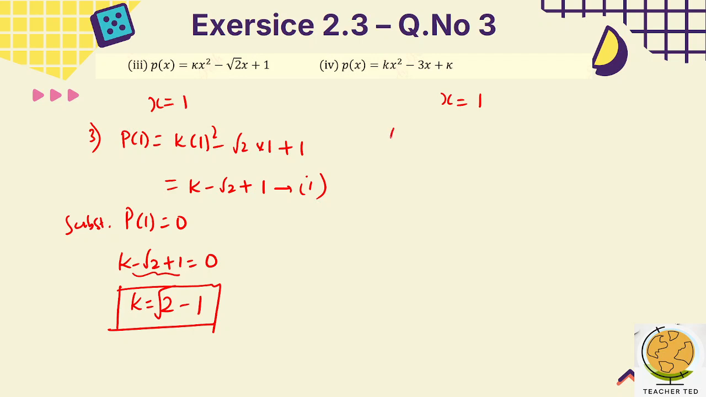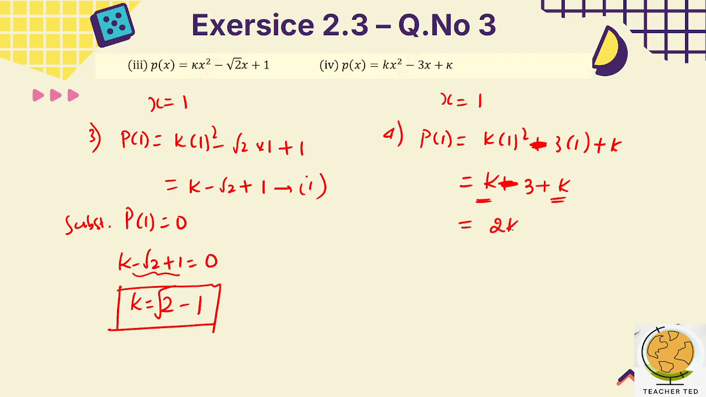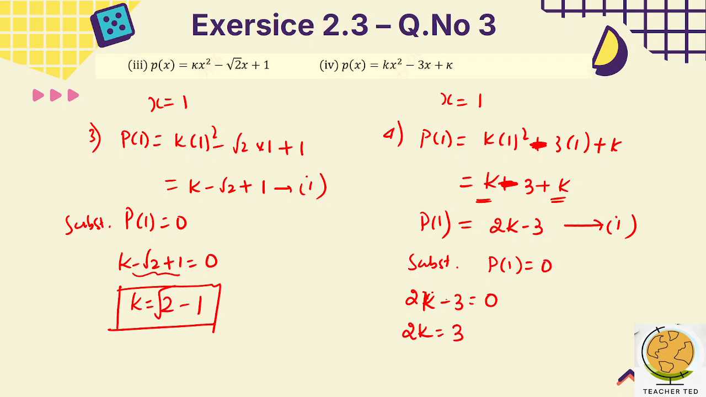Fourth problem also, substitute x is equal to 1. It becomes p of 1 is equal to k into 1 square plus 3 into 1 plus k. So there are two k's here. So k into 1 square is k, plus 3 into 1 is 3. I just change the sign here because it is negative in the given problem. So minus 3 plus k. So plus k and plus k becomes 2k minus 3, and this is equation number 1. Substitute. Same thing you need to continue for all the problems. So 2k minus 3 is equal to 0. 2k is equal to minus 3, which becomes plus 3 when it comes to this side. k is equal to 3 divided by 2. So this is the answer for the fourth problem.